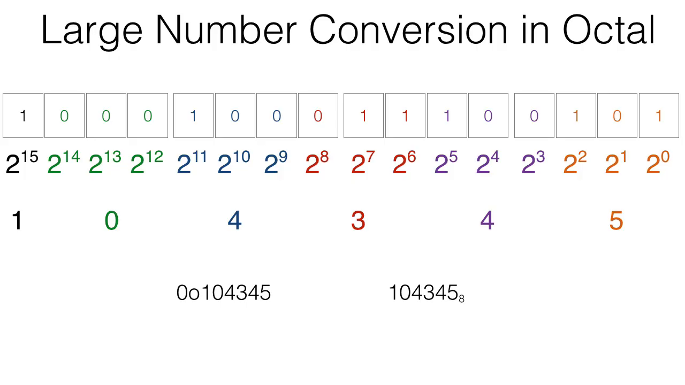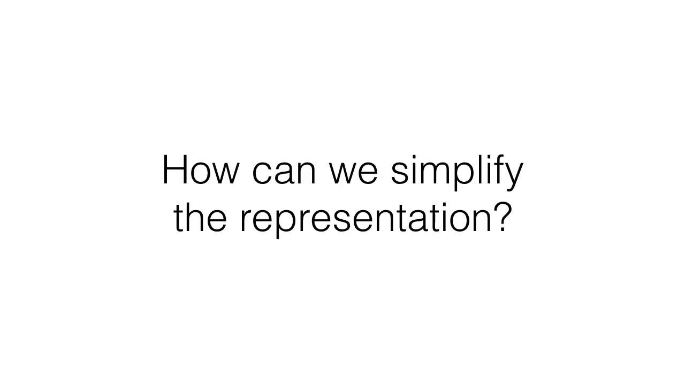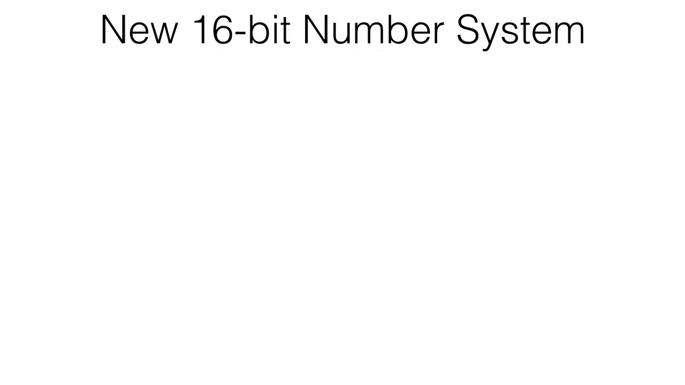Okay, there still has to be an easier way to write these numbers. 104,000 is not a very big number, right? So we still have to come up with a better way. So how can we simplify this representation? Larger computers meant we had more processing capability. So we went to a 16-bit numbering system.